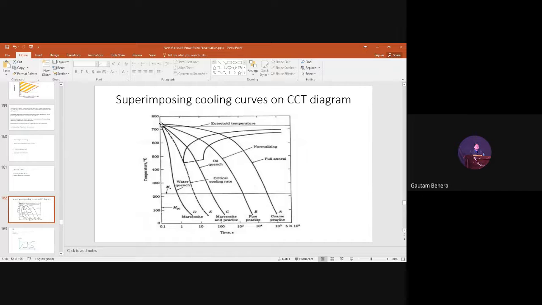Now I want to cool my steel at different cooling rates. So what do I do? I am superimposing cooling curves on this CCT diagram. So this is the first cooling curve. This is the time axis, you understand. That means I am giving sufficient time to cool my steel from this temperature.